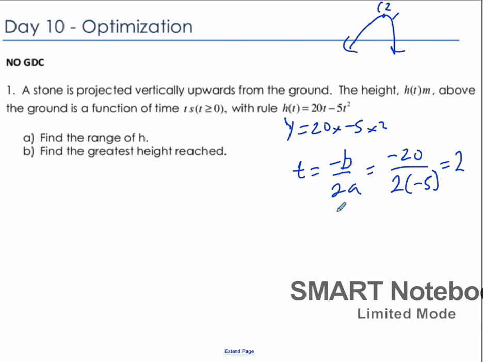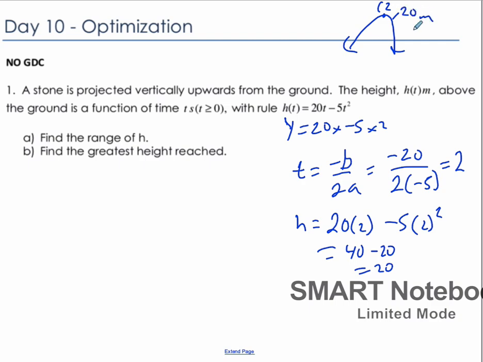Okay, to get the h value, we simply substitute 2 into this equation. So we have 20 times 2 minus 5 times 2 squared, which is 40 minus 20, which equals 20. So the maximum height reached is 20 meters. So for part B, it's 20 meters.